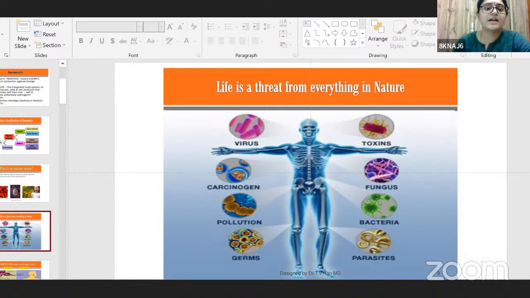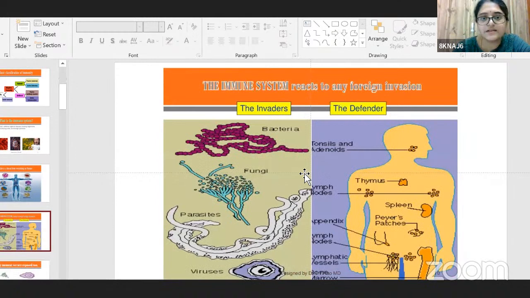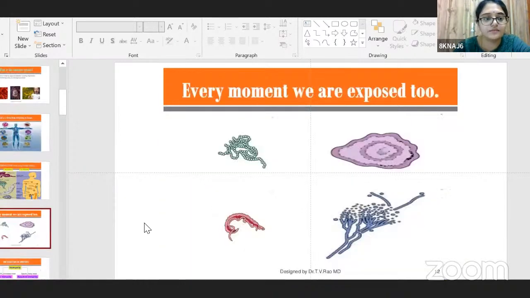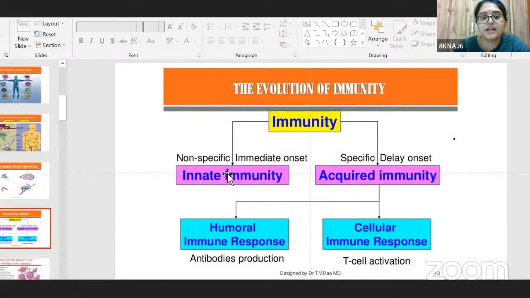So the barriers that we have within our body is basically, you get to see that these are the invaders, these are the defensive mechanisms that are present inside our body. The tonsils, the lymph nodes, the thymus, all of these. So again, the same kind of definition.